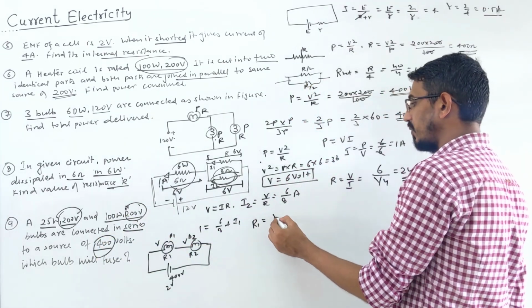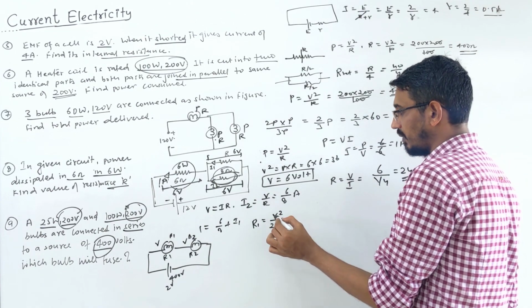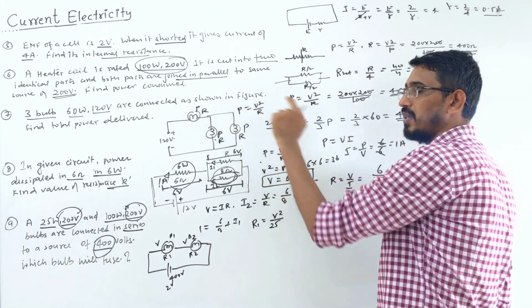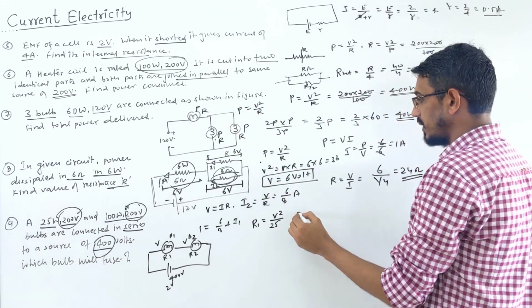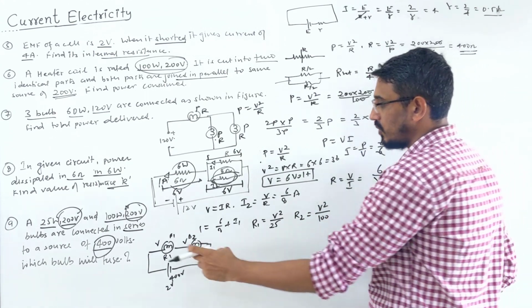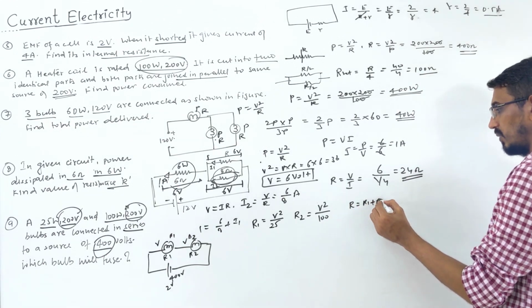So resistance R1 is V square by how much power? 25. I am writing this one, power is V square by R. I want to calculate resistance, so V square by P. Similarly, what is R2? Again V square by 100. These two resistances are connected in series, find the net resistance. Net resistance will be R1 plus R2, yes.